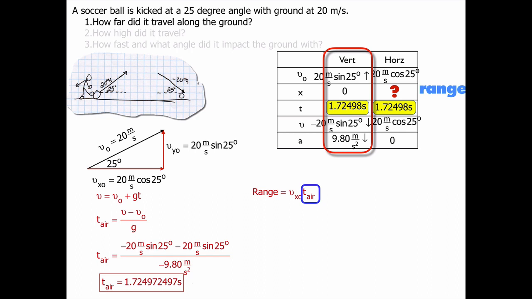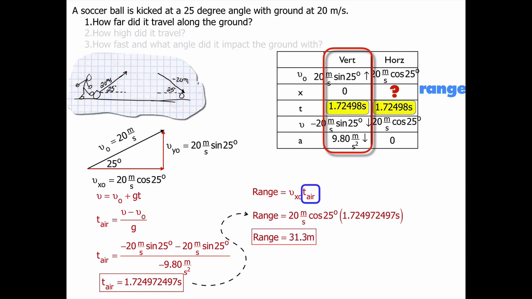Now I can find the range. So the range is going to be the horizontal velocity, 20 meters per second cosine 25, times the time I just calculated. And I get my range to be 31.3 meters. So that's how far horizontally across the ground the ball traveled.